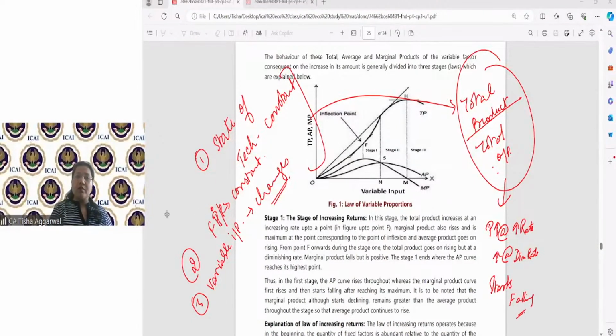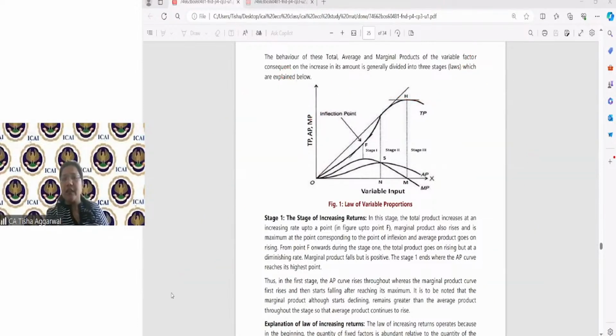Whenever we talk about this, we need to understand how the stage of increasing returns takes place. In the first stage, look at this diagram. You see there's this point of inflection. Why is this called the point of inflection? At the point of inflection, the speed changes. So stage 1 is the stage of increasing returns, which says that the total product increases at an increasing rate up to the point F. Here the marginal product is also rising and is at maximum.